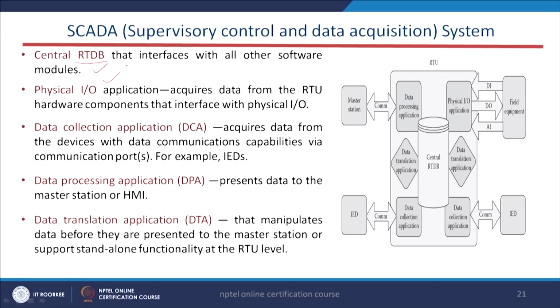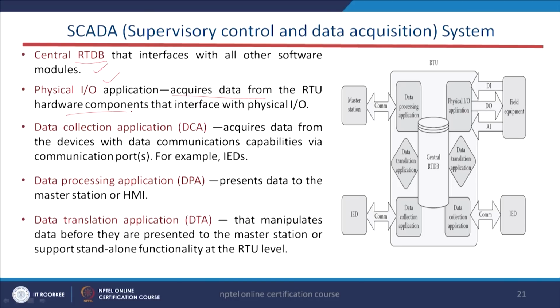So, we are acquiring the data, collecting the data inside this RTU system from the field devices or field components. We have many sensors installed near the devices. Those sensors sense the current, voltage, power factor or frequency, then send it to the corresponding RTU, and the RTU sends it to the main control center. As far as the physical IO application is concerned, what is its function? It acquires data from the RTU hardware components.